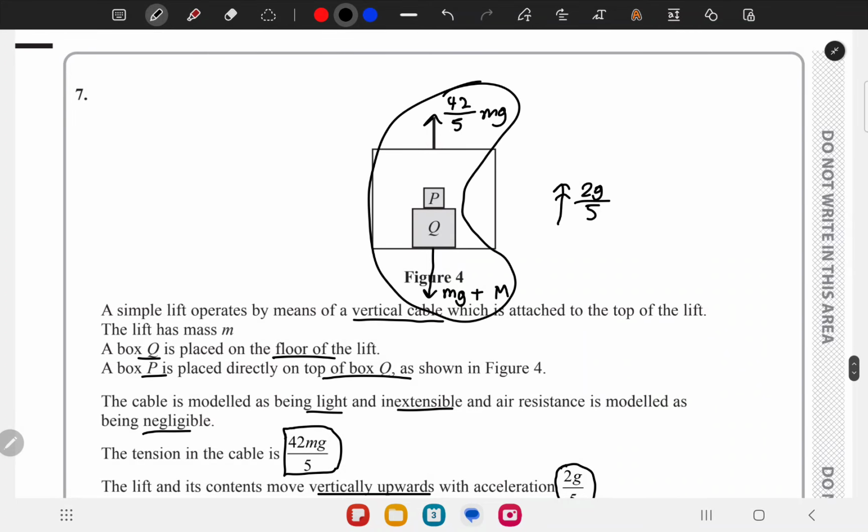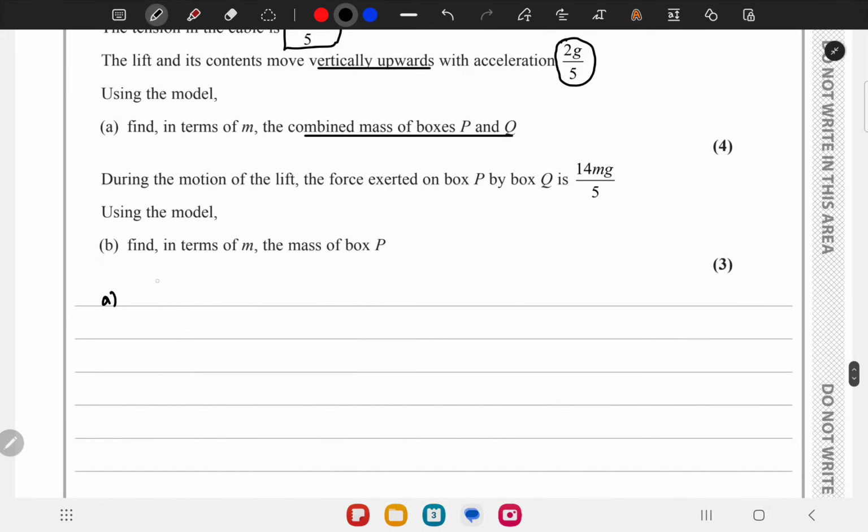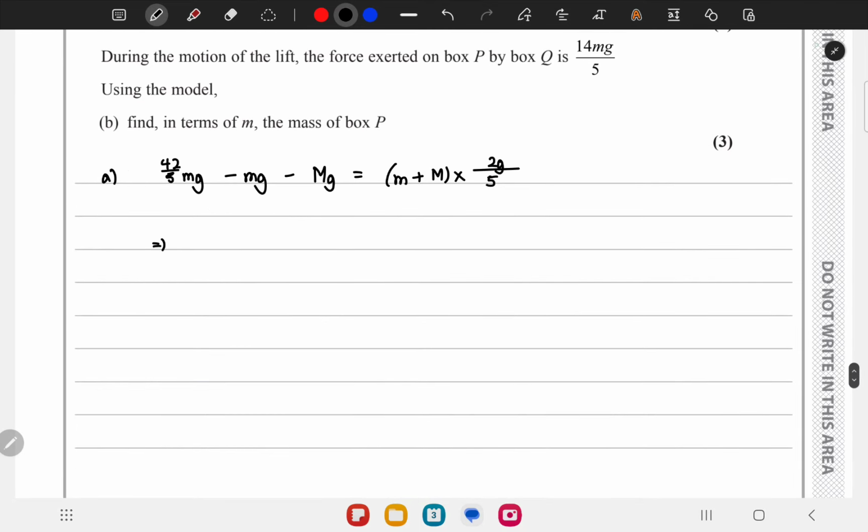So we have to find the unbalanced force over here. The unbalanced force is upwards since we are accelerating upwards. The unbalanced force would be 42 by 5 mg minus mg minus capital Mg, the combined mass of the boxes P and Q. This is equal to the total mass of the lift and the boxes, small m plus capital M, times its acceleration, which is 2g by 5. So 37 by 5 small mg minus capital Mg is equal to 2 times small mg by 5 plus 2 times capital Mg by 5.